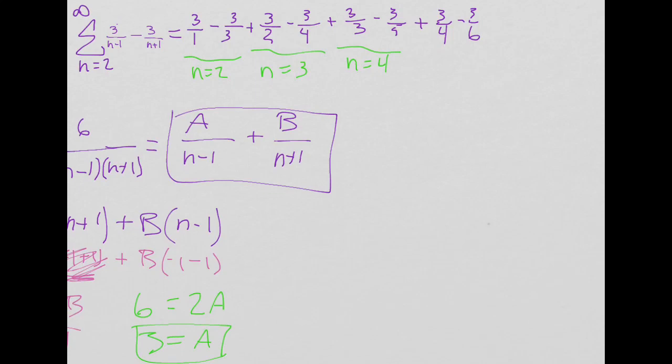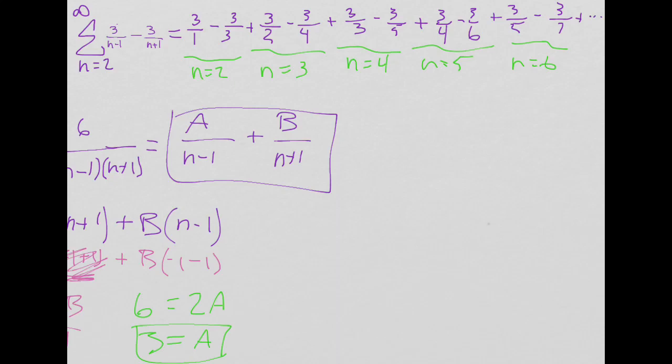Let's do one more just to really set this home. We'll do n equals 6. So let's get 3 over 6 minus 1 is 5, minus 3 over 6 plus 1 is 7. And then I'm going to do a plus dot dot dot there to say that this is going to keep going forever.